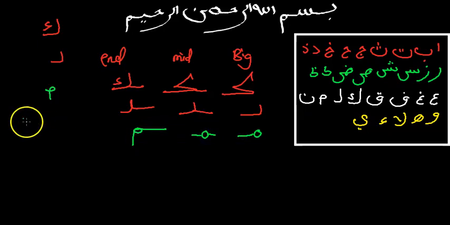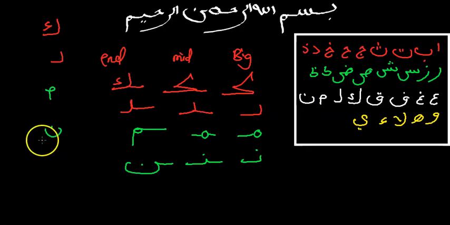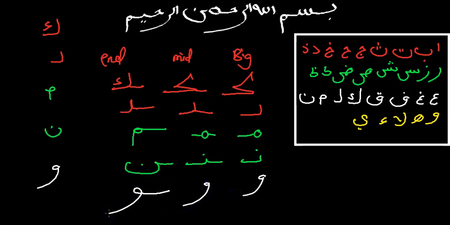What about nunun? Isolated form of nunun is this. The middle form of nunun is this. Beginning form. The middle form is this, and the end form is this. What about wawun? The isolated form of wawun is wawun. Beginning form wawun, middle form wawun, and end form is wawun.